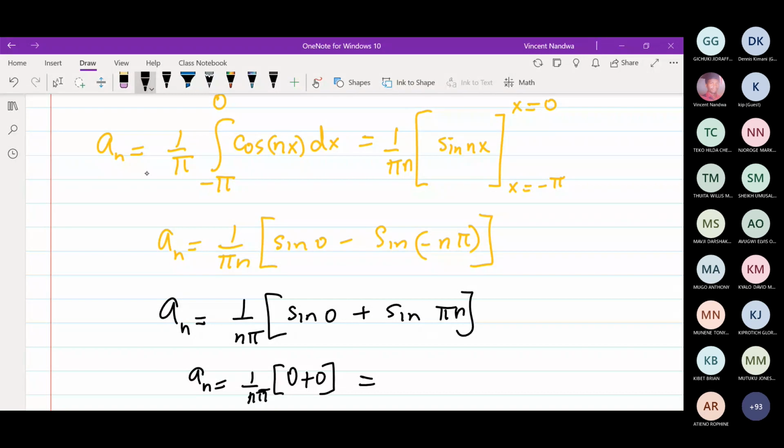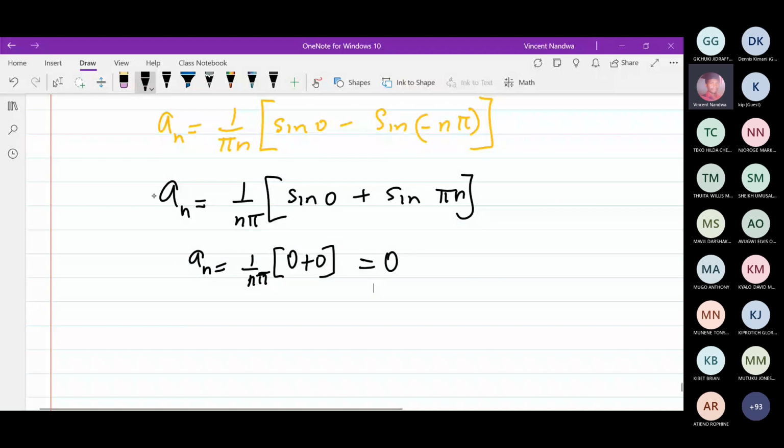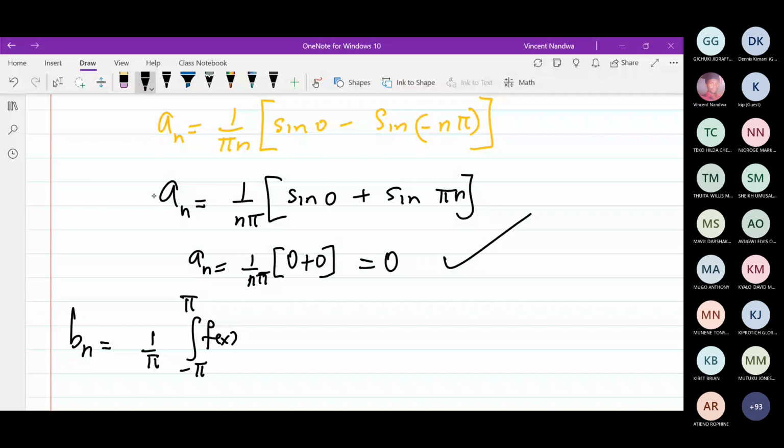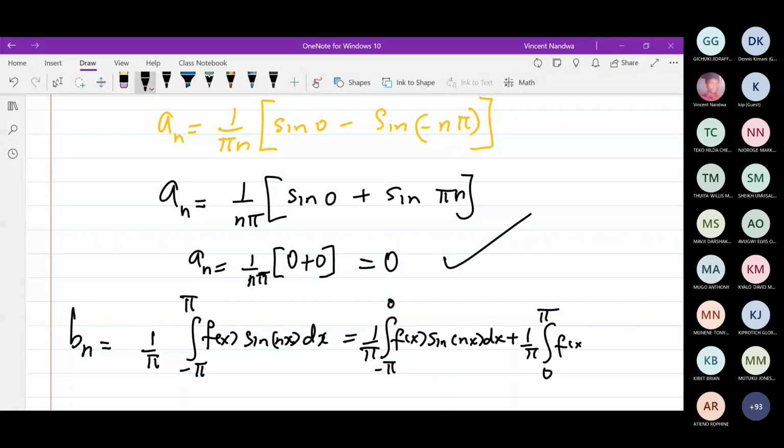So lastly, bn. Bn is 1 over pi, integral from minus pi to pi, f of x sine of nx dx. But our function has been split into two parts on the domain minus pi to pi. So we'll have the integral from minus pi to 0, plus 1 over pi, the integral from 0 to pi, of f of x sine of nx dx.